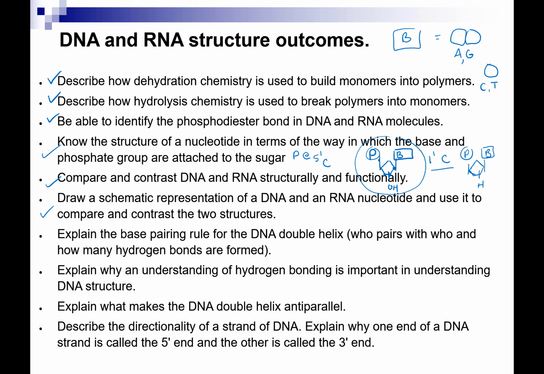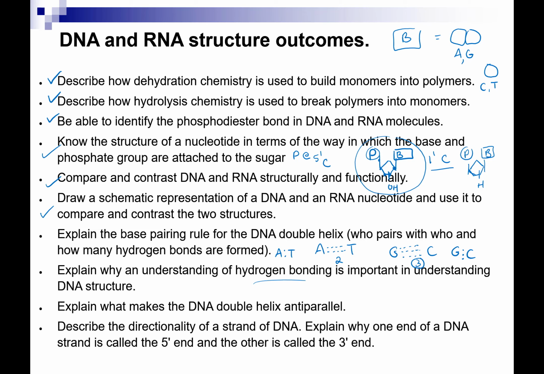Explain the base pairing rule of the DNA double helix. Who pairs with who? Well, now you know A and T pair, and they form 2 hydrogen bonds. And G and C form 3. So you can also just write it A, T, G, C. And why is hydrogen bonding important? Well, for DNA, it holds the 2 strands together. It holds our genetic material together. It keeps it safe, it keeps it stable, and then they're also important that they can be broken and copied.